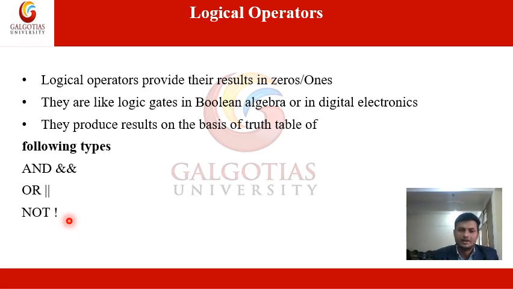For example, a is 7, so not a will produce the negation of 7, meaning 0, because in computer science, students always remember that anything except 0 is non-zero, and 0 is 0. For example, I am writing 20 billions or 20 millions, and again I am writing the negation of 20 millions or 20 billions, so it will be 0. Because 20 billion or million is nothing but non-zero, and the negation of non-zero becomes 0 in computer science.